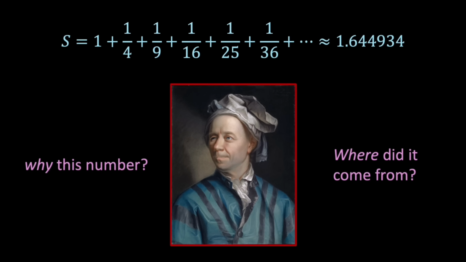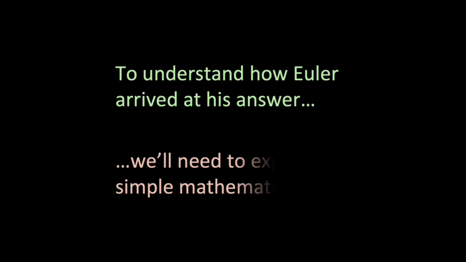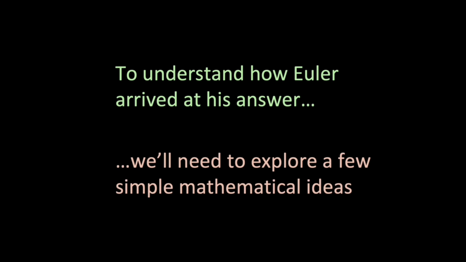But he didn't give up, and in a stroke of genius that has become legend in the mathematical world, he found a path. An approach so bold and so beautiful that it remains one of the most remarkable mathematical insights ever recorded. In his notes, Euler scribbled, "Quite unexpectedly, I have found an elegant formula depending on pi," and it is this result, Euler's extraordinary leap, that we will now explore. To understand how Euler arrived at his answer, we'll need to explore a few simple but powerful mathematical ideas, beginning with something familiar to every student of trigonometry, the sine function.